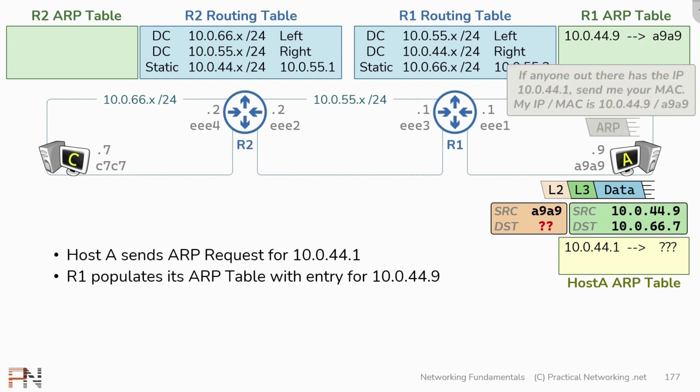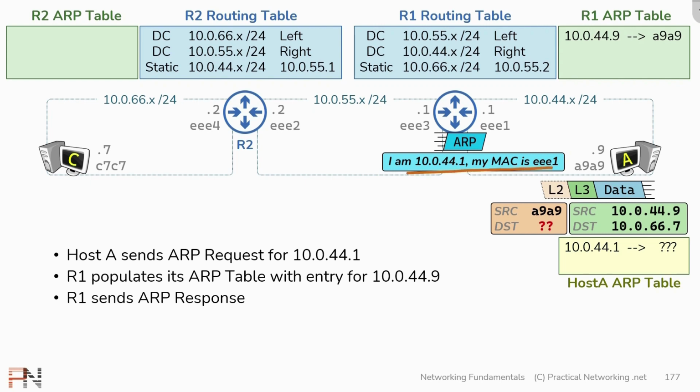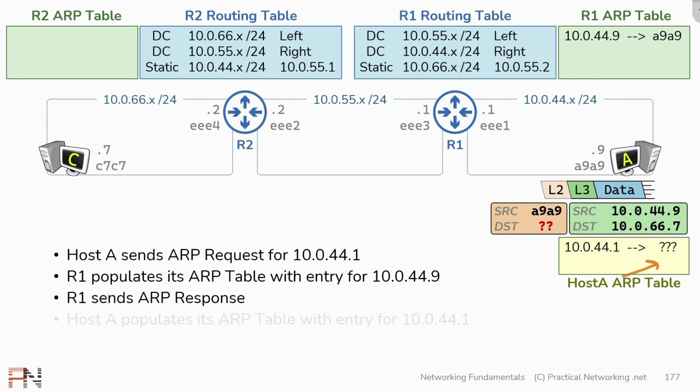Recall that the sender included the ARP mapping of host A, and there's nothing preventing router 1 from simply adding that ARP entry to its ARP table upon receiving the ARP request. Now router 1 needs to generate a response. That response will include the ARP mapping that host A was trying to resolve. When that ARP response gets back to host A, host A will populate its ARP entry with the MAC address of its default gateway.